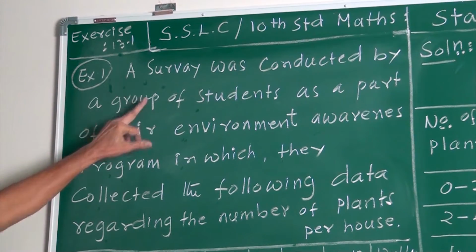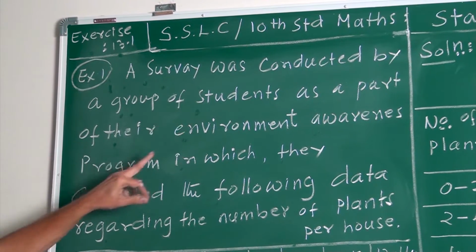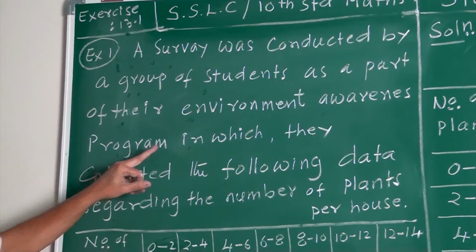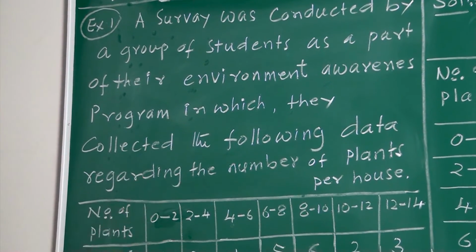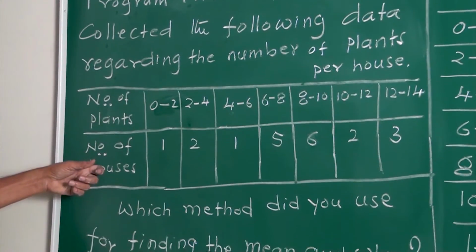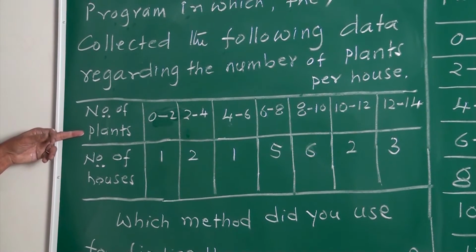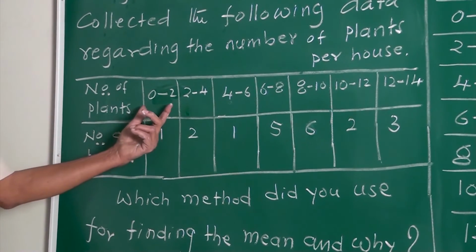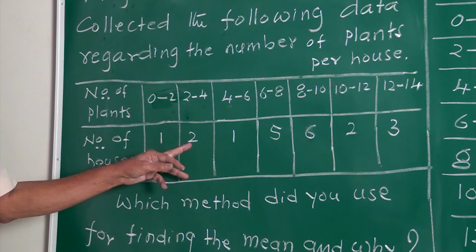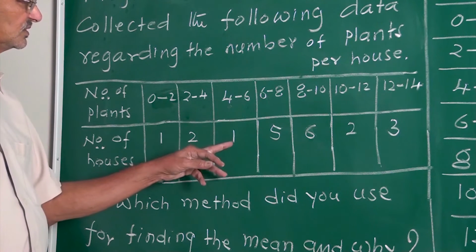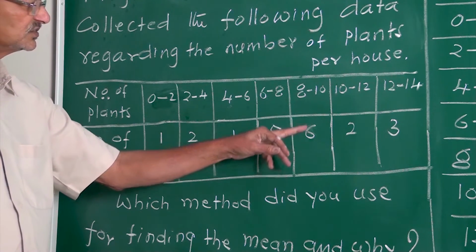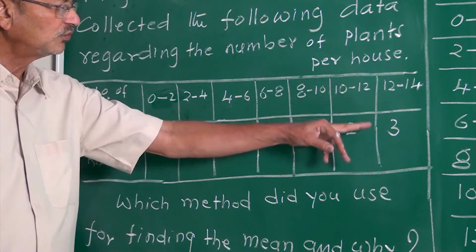A survey was conducted by a group of students as a part of their environment awareness program, in which they collected the following data regarding the number of plants per house. This is the distribution: number of plants, number of houses. 0 to 2, number of houses is 1. 2 to 4, houses are 2. 4 to 6, houses 1. 6 to 8, houses are 5. 8 to 10, 6. 10 to 12, 2. 12 to 14 is 3.